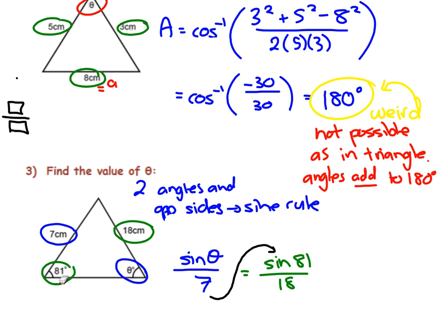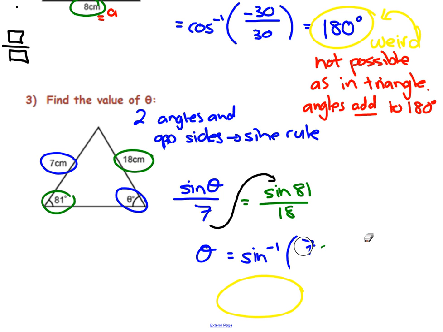To rearrange now, we need to multiply both sides by 7. I'm running out of space here, so I'm going to go straight to also taking the sine minus 1 of that. So let's scroll down a bit. Theta equals sine minus 1 of 7 sine 81 over 18. We write 7 sine 81, not sine 81 times 7, because that looks a bit confusing. I've multiplied both sides by 7 and taken the inverse sine of both sides. Run it in the calculator and see what you get to 3 significant figures: 22.6. Is it an angle? Is it a length? It's an angle, so you should have degrees.